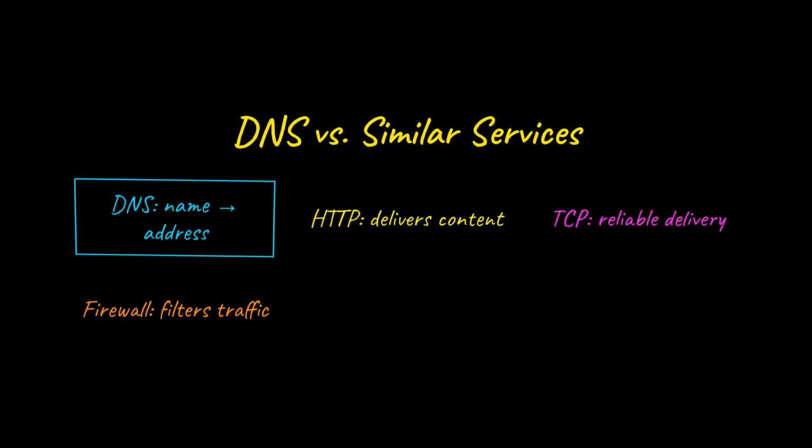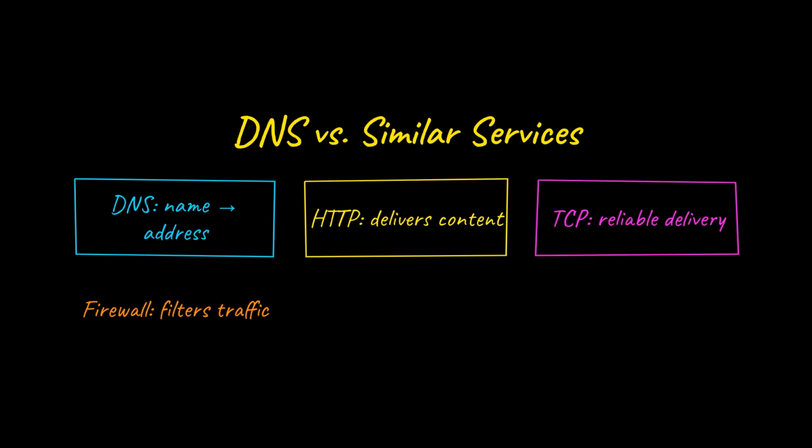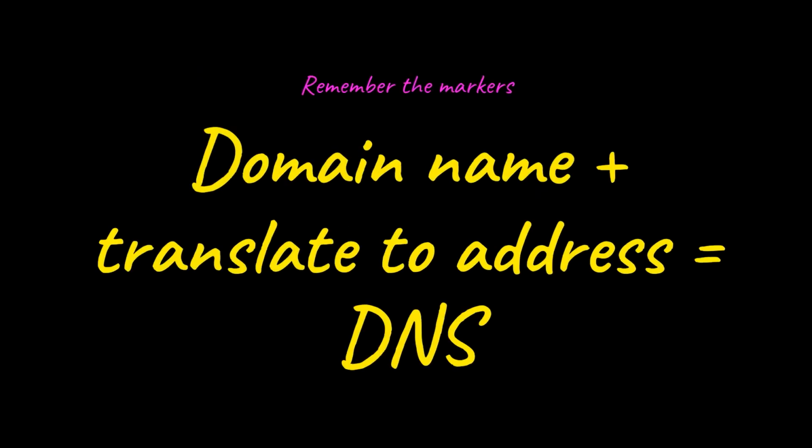DNS is often confused with other Internet services. HTTP carries web page content but does not resolve names. TCP reliably delivers data once a destination is already known. A firewall filters traffic for security. Only DNS performs the single job of translating domain names into numerical addresses. Whenever a scenario describes turning a human-readable website name into the numerical address needed to connect, that is DNS, the step that happens first, automatically, so every other service can do its job.